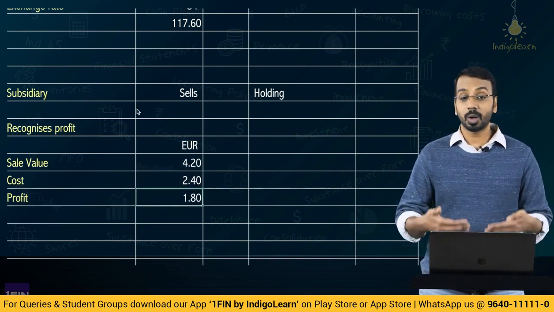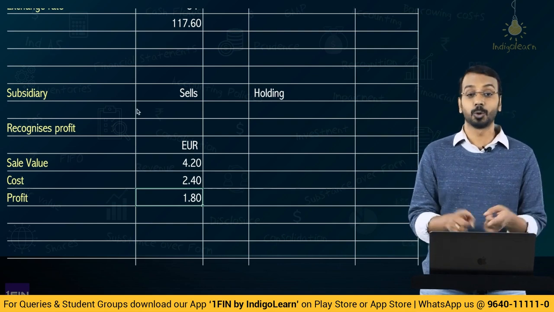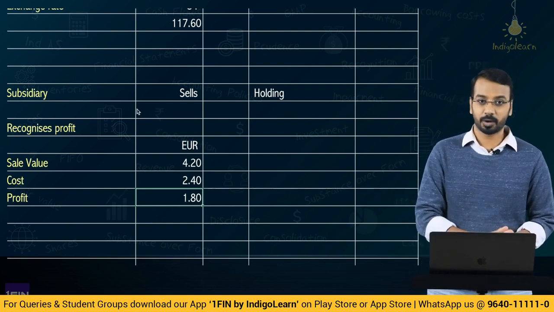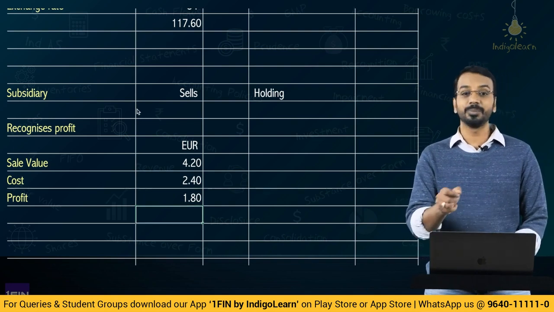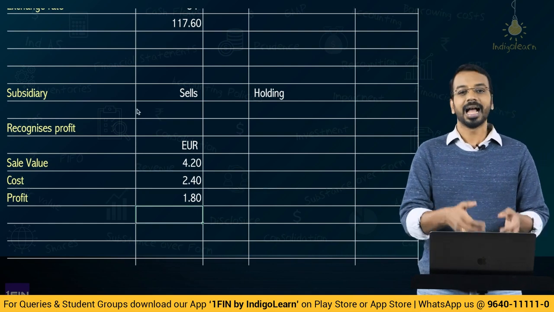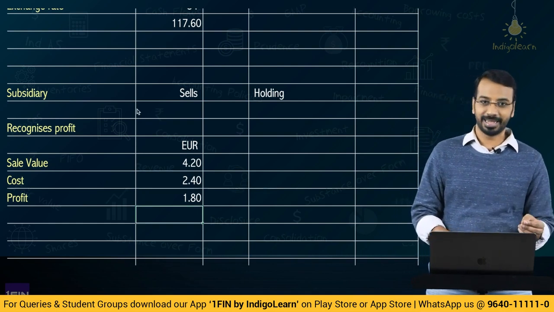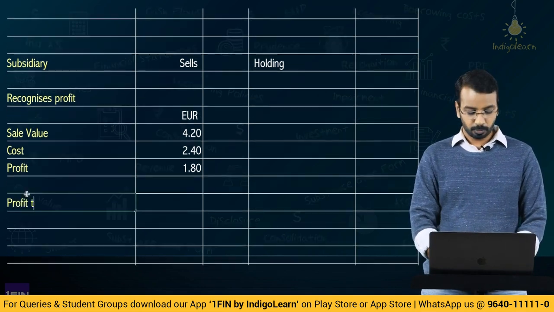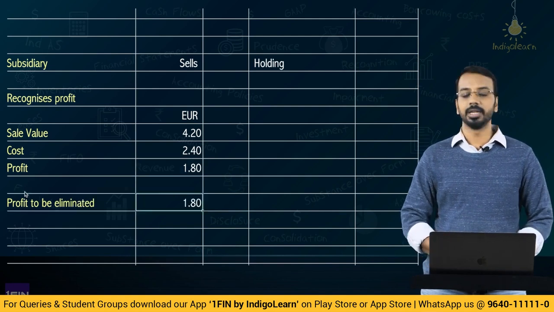Now, because the holding company has not yet sold the goods to outsider, it is still within the group, you cannot recognize this profit. This unrealized profit has to be eliminated. So, 1.8 million euro of profit has to be eliminated because it is not yet realized, right. So, profit to be eliminated is equal to 1.8 million euros.